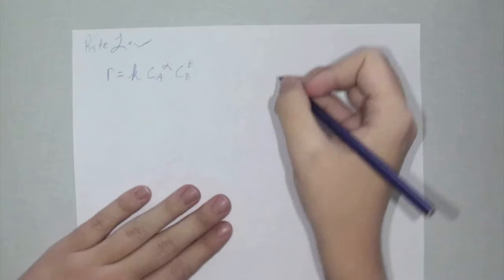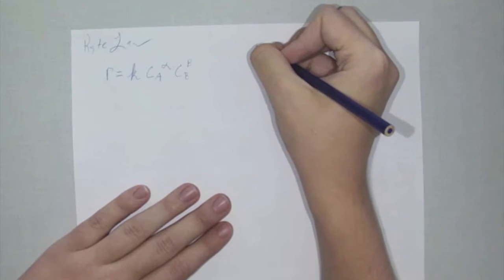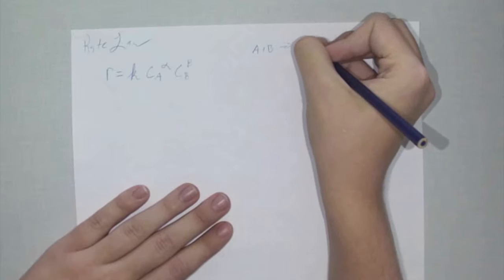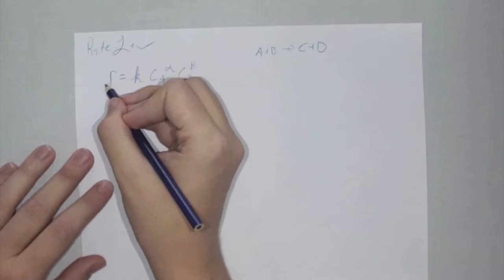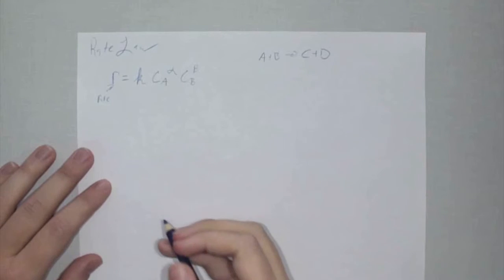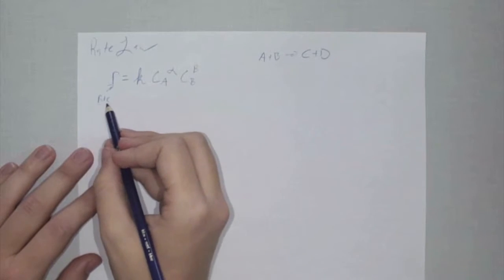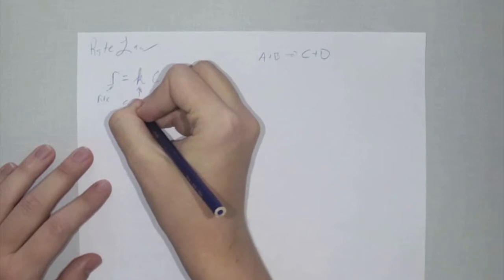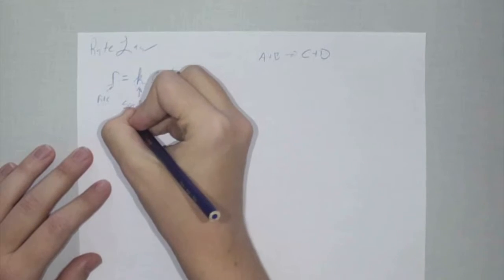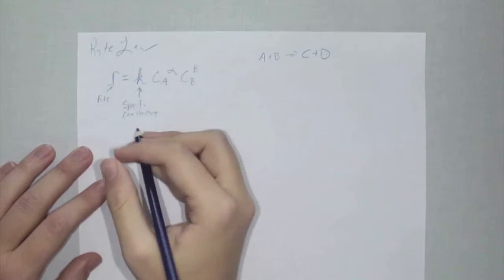Now specifically, that is for the reaction A plus B yields C plus D. So what exactly are all these terms here? So this R, we've already learned about. This is our rate, just like it was before, but now this is our instantaneous rate. This K is what is known as a specific reaction constant. We'll talk more about that in a little bit.